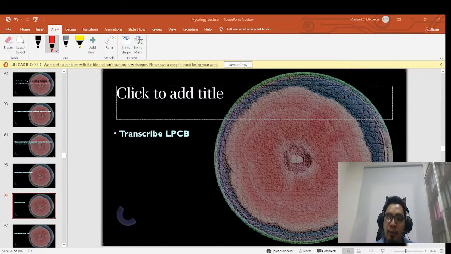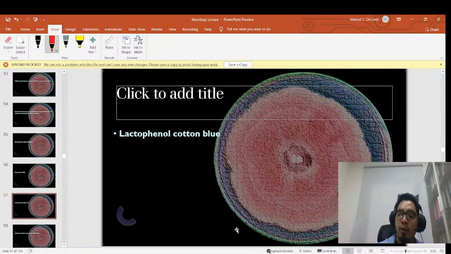LCPB. Lactophenol. What's C? You're correct, but what's C? We want to be correct. Cotton blue. All right, lactophenol cotton blue. From the name itself, it stains the organisms, or particularly the fungus, blue. It stains the fungus blue. Transcribe lactophenol cotton blue, LCPB.